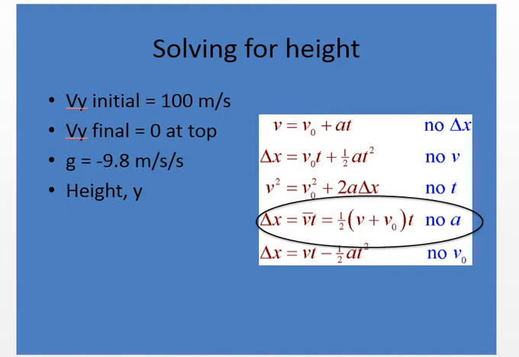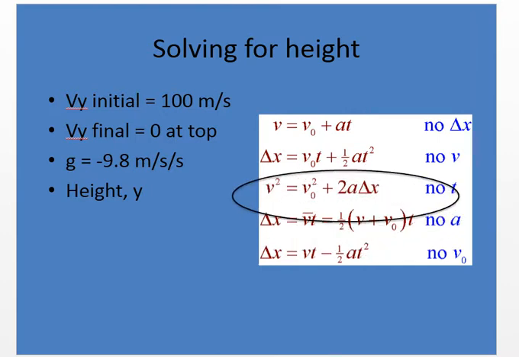Gravity is negative 9.8, and you're looking for the height. So you want a formula that has distance in it, that has initial velocity and final velocity and gravity. It doesn't have anything to do with time at all. So that would be this one right here. If I want to find the height, I would use final velocity squared equals initial velocity squared plus 2 times the gravity times delta y, and I would solve for delta y. And when you do that, you'll get a distance of 510 meters.